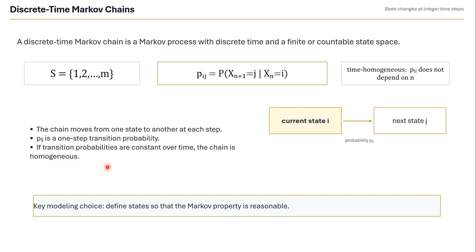At every step, the chain is in some current state i, and then it chooses the next state j according to the probabilities in row i of the transition matrix. This simple rule can model many systems: weather, queues, reliability, genetics, finance, user behavior, and many others. The key modeling choice is the definition of states. If the states contain enough information, the Markov property becomes a useful approximation.